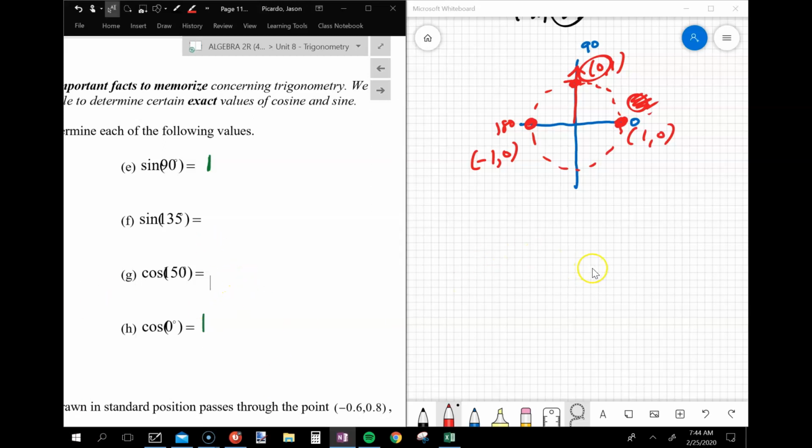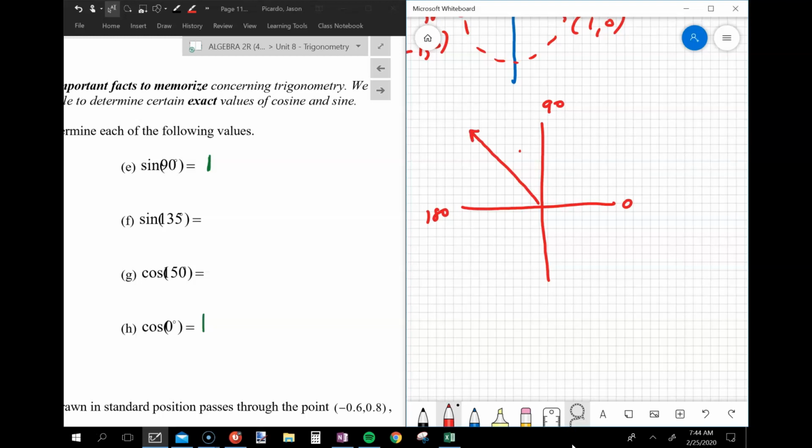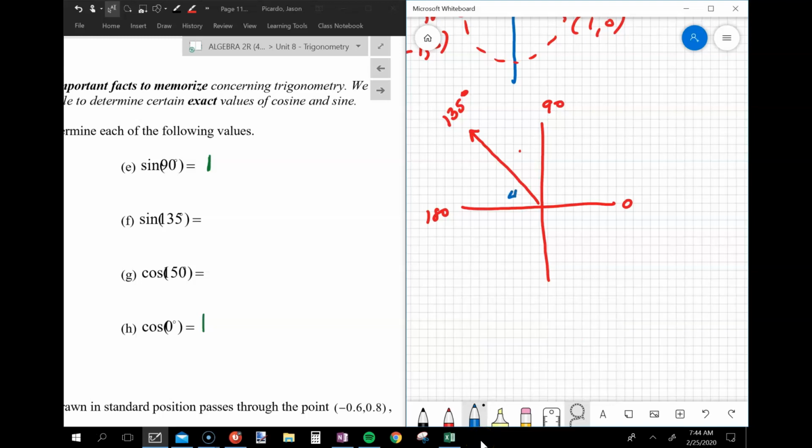All right, sine of 135, okay? So 135, here's 0, 90, 180, 135 is going to put me in that spot, correct? Now, to get to my reference angle, do I want to go to the 180 or back to the 0? I want to go to the 180. So how far is it to go from 135 to 180? It's 45 degrees.